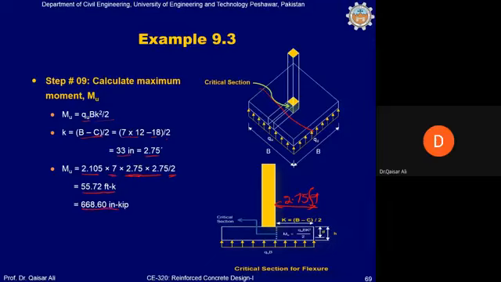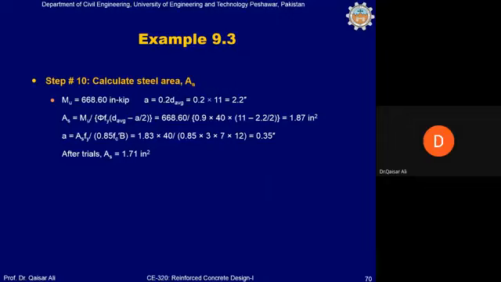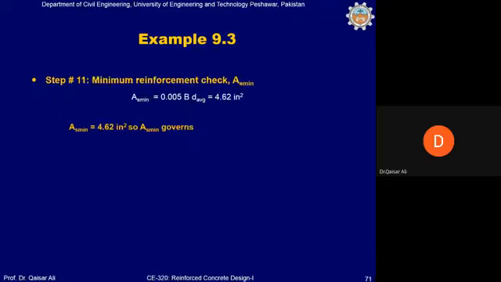You can convert this into inch kip like this. Then by trial and success, you can calculate AS. If small a is assumed equal to 2.2 inch and the trials are done, then the AS comes out to 1.71 square inch. But we will then check against the minimum reinforcement, which is 0.005 B D average, which is much higher than the reinforcement required. We will use this one, the minimum reinforcement.